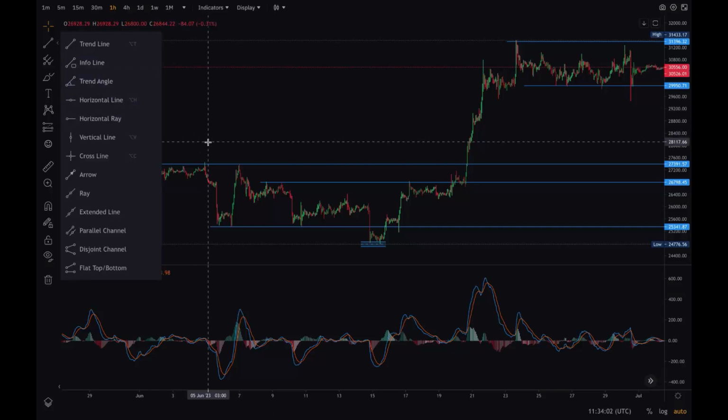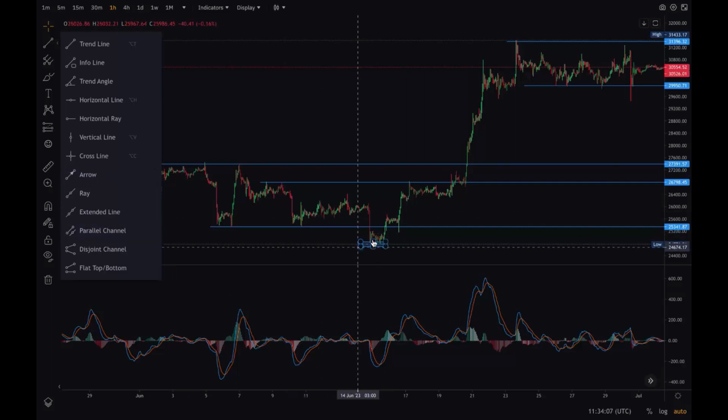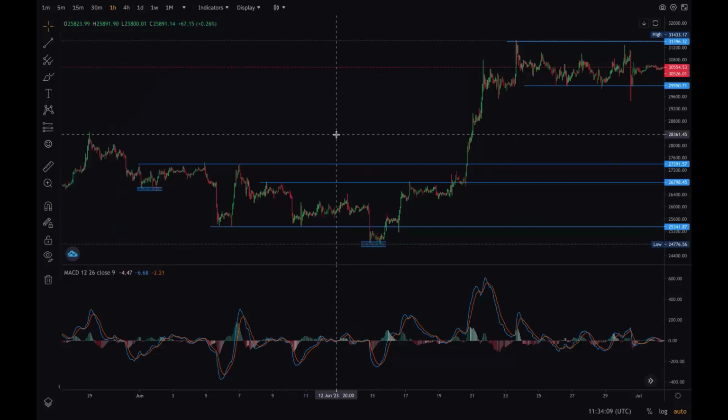So in order to get your support points, you can come to the tools and either use a horizontal ray, which will give you a line like this, or a parallel channel, which will give you a channel like this. So using those, you can find your specific support points, and these support points is what we'll be using to confirm our trade entries.